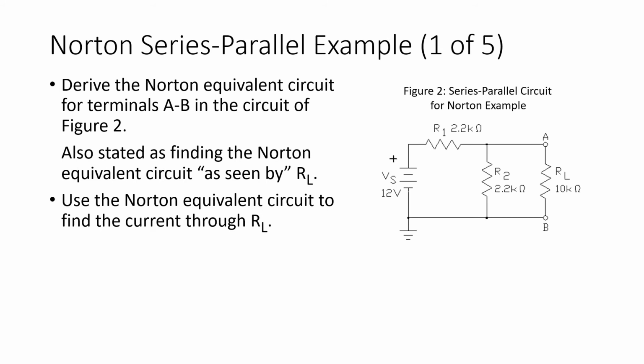So let's look at a circuit example for the Norton theorem. We see a series parallel circuit in Figure 2, and we're going to derive the Norton equivalent circuit for the terminals A and B in that circuit. We also state this as saying that we will find the Norton equivalent circuit as seen by RL. Then we're going to use the Norton equivalent circuit to find the current through RL.